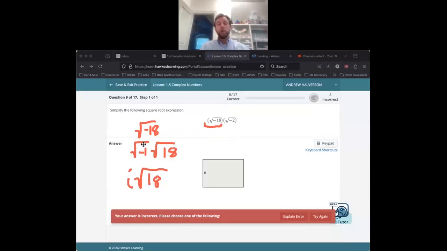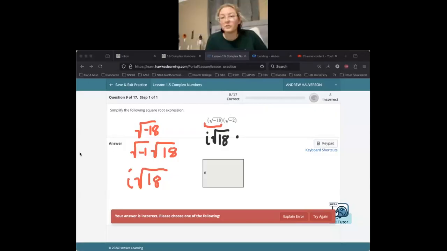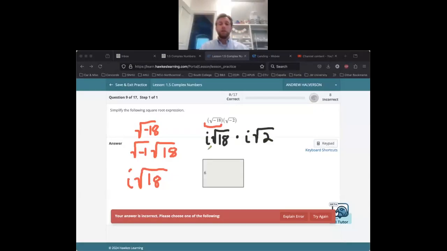So that's what they want you to do here, is turn this into I square root of 18 and then times, what would this become? The square root of negative 2. How would I write that using an I? Just I square root of 2. Now you multiply. So we're going to multiply what? The stuff on the outside with each other. So we multiply I times I gives us what? I times I gives us I squared.